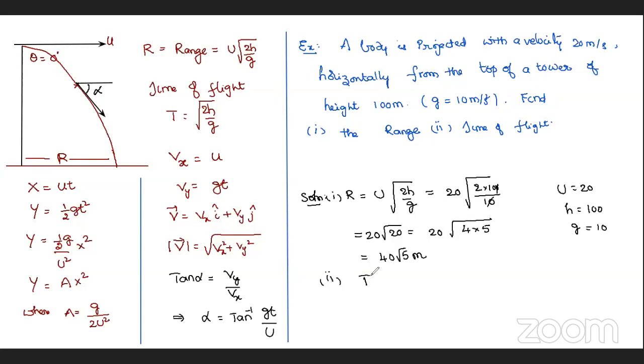The time of flight is equal to root of 2h by g. Good afternoon. Root of 2h by g, h is 100, g is 10. You are getting root 20. This is 2 root 5. Yes, this is 2 root 5 seconds and that is 40 root 5 meters. Okay, good.